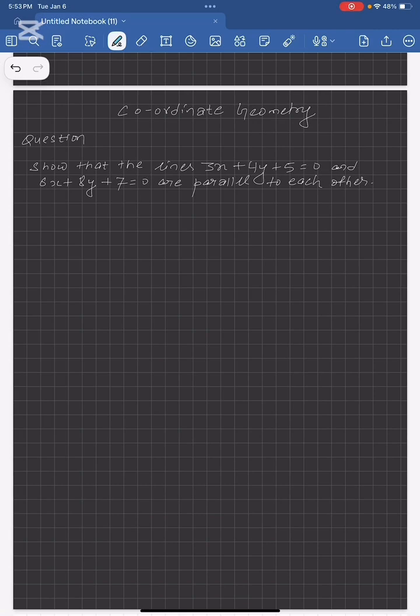For example, there are two straight lines. So, if the slope of first line is m1 and slope of second line is m2, if they are equal, then we can say that they are parallel.